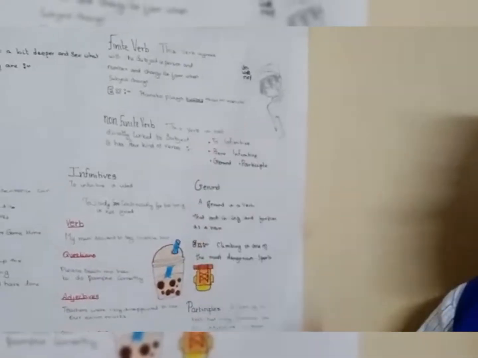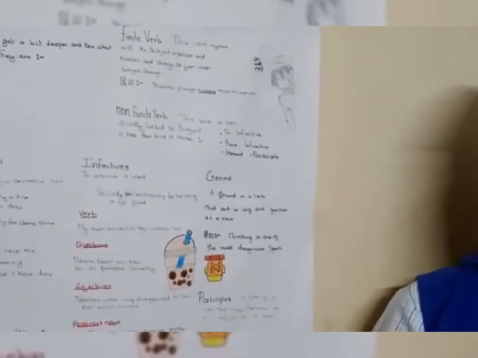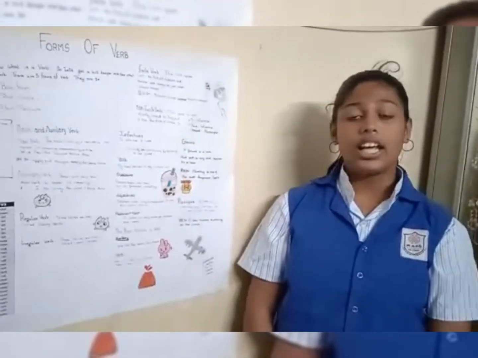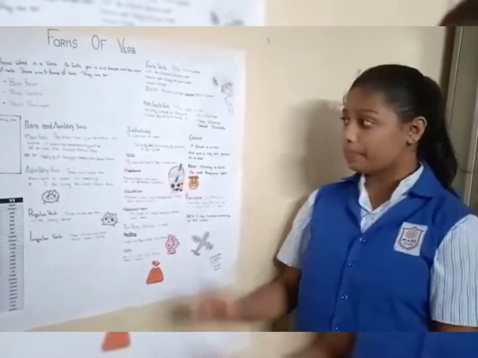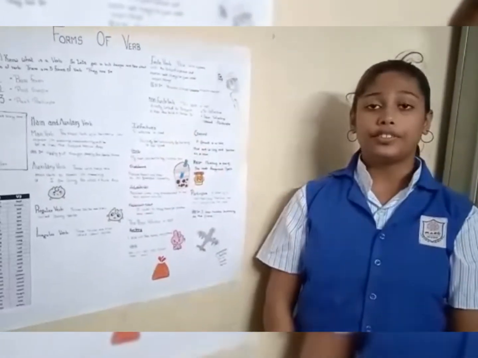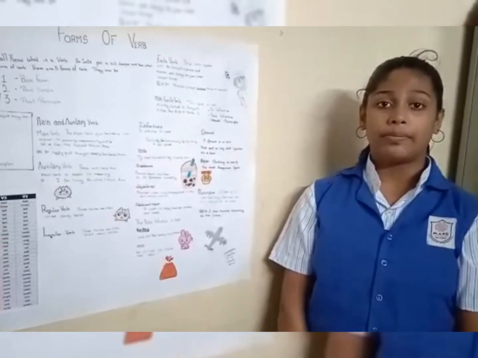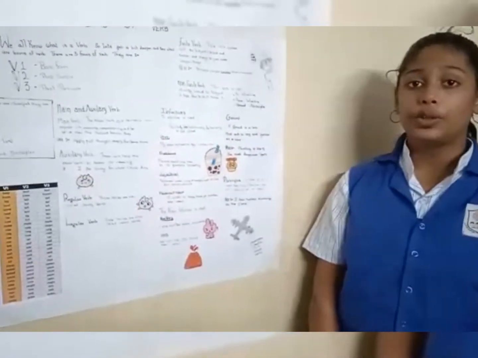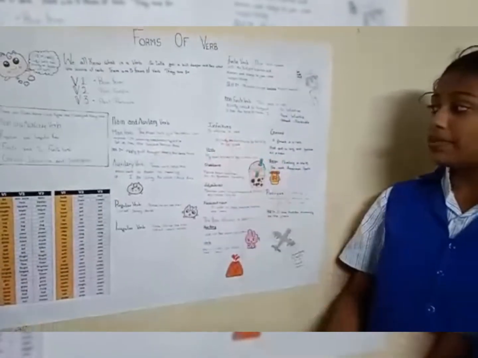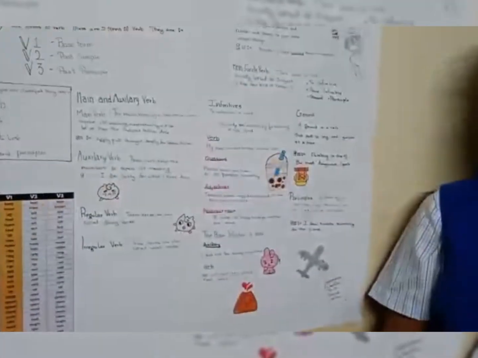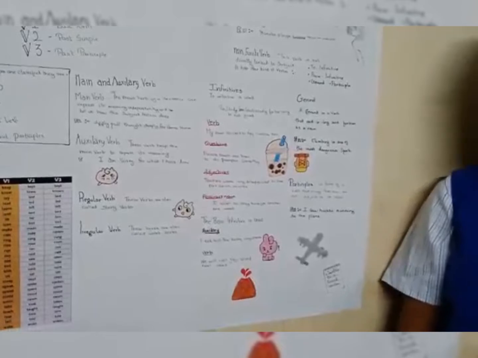Example, Hanako plays better than Minamoto. Non-finite verb. This is not linked directly to the subject. It has four kinds of verb: to infinitive, bare infinitive, gerund and participle. To infinitive. To infinitive is used as a subject in a sentence. To study continuously for too long is not good.